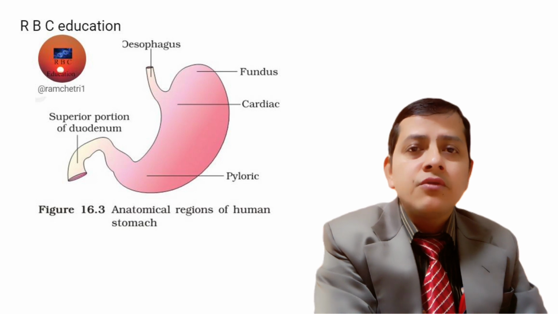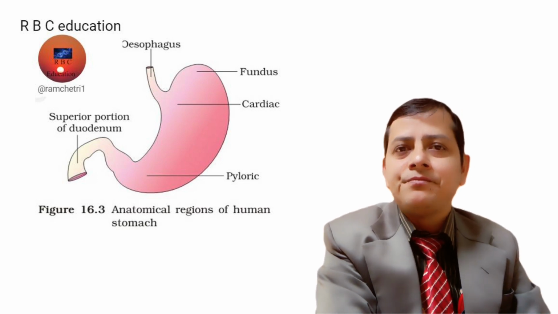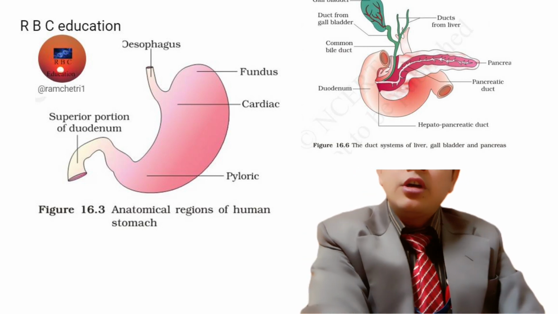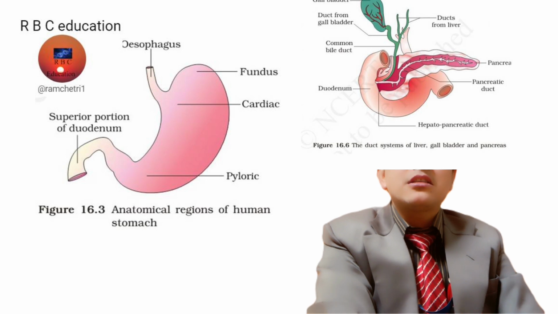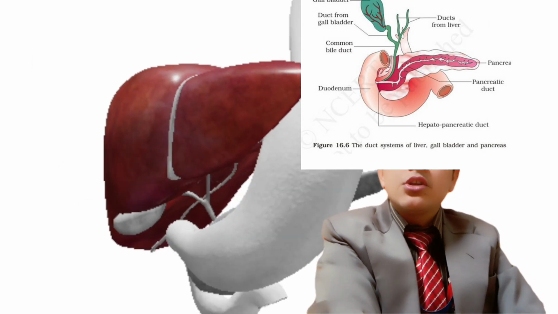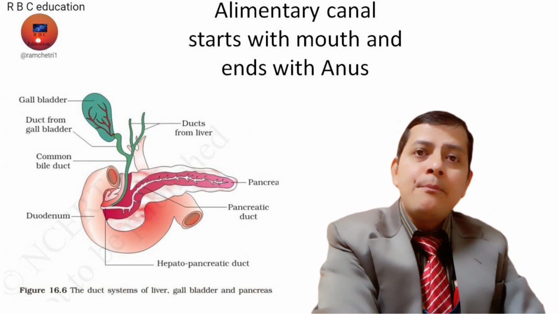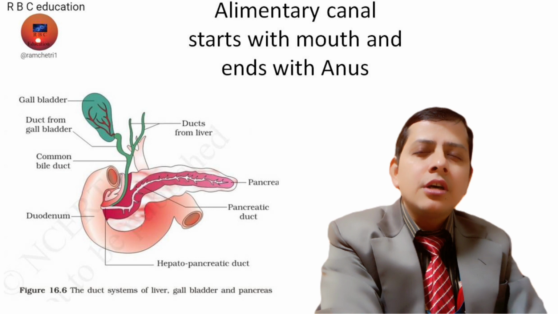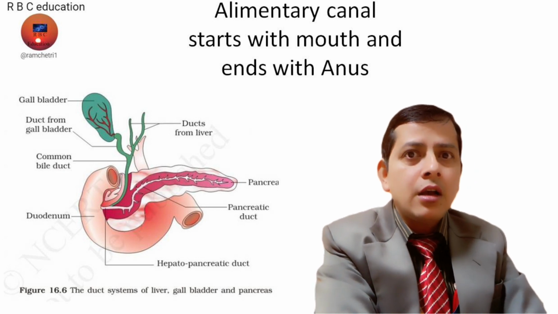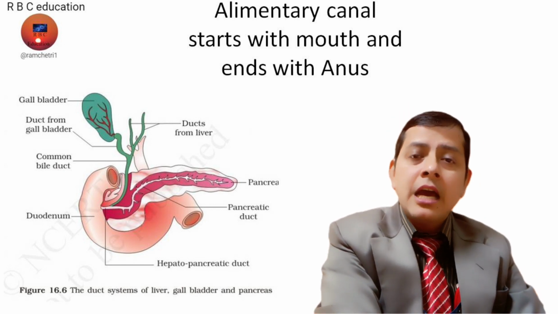So the sphincter present near the pyloric region is known as the pyloric sphincter. Next, the food that enters the duodenum gets digested much faster, because two glands are attached to the duodenum, the liver and the pancreas. Actually, a hepatopancreatic duct is attached to the duodenum, and from there the food is digested.